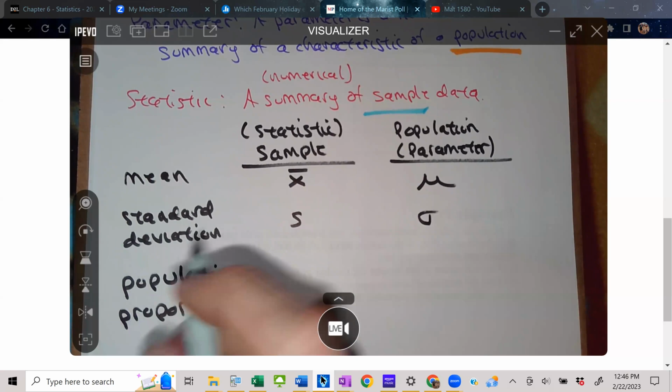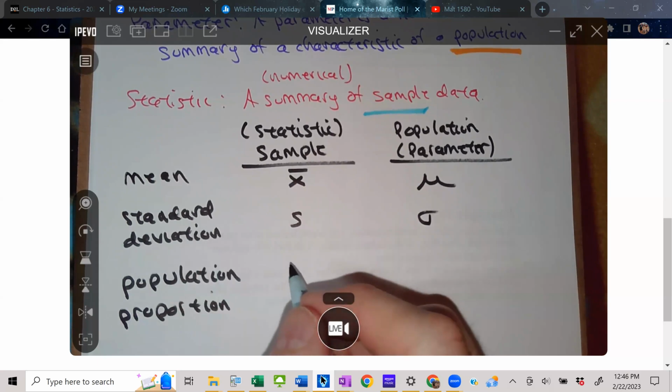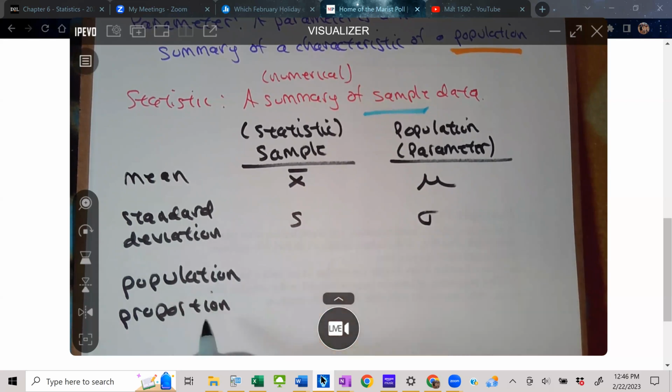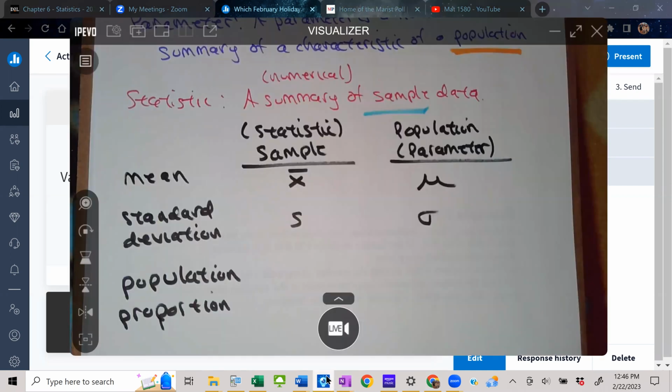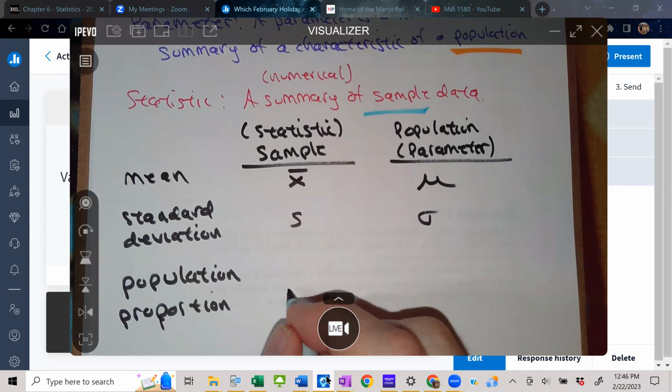Now, one that we haven't really worked with, but we're going to work with moving forward is your population proportion. So, for instance, I think, was it 28% of us, 27% of us thought that Valentine's Day was a more exciting February holiday. Okay, that's great. That's a sample statistic. We would denote that with P hat.